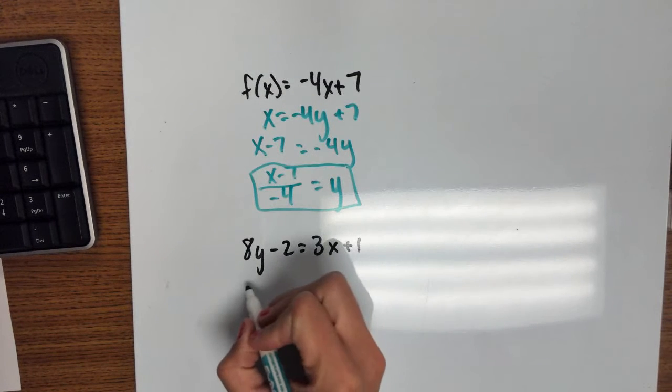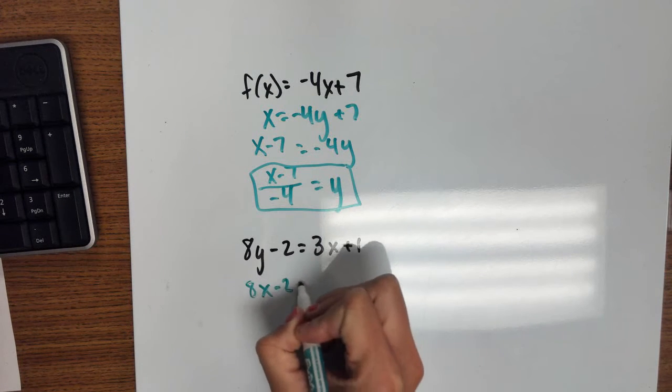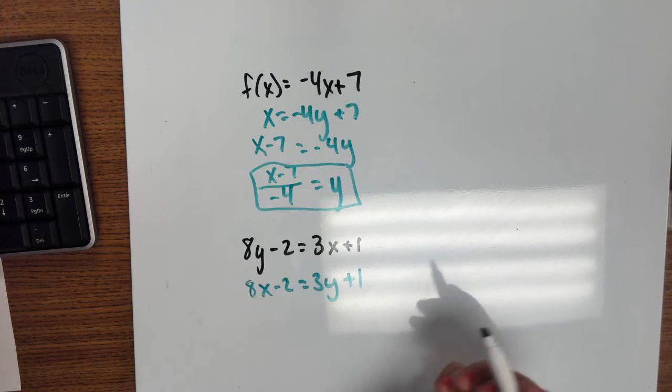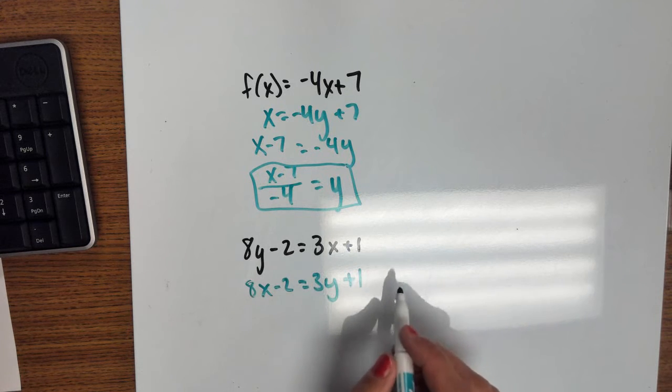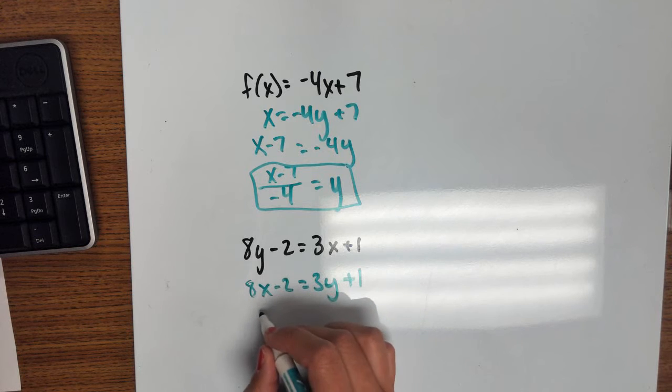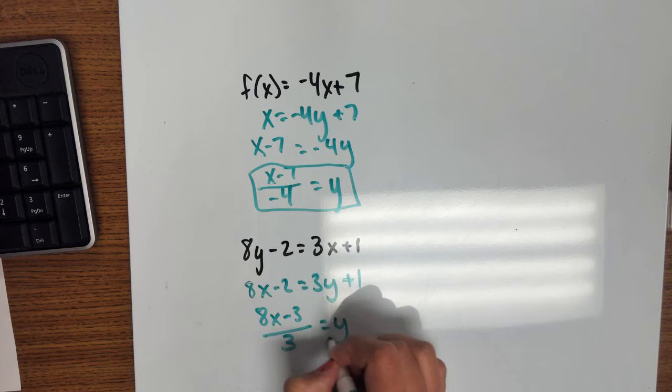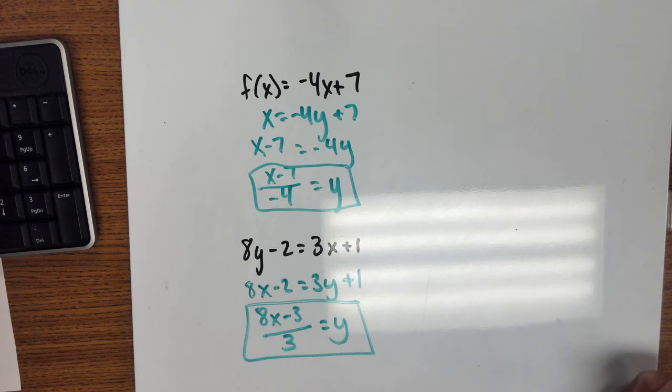Then the second one, we'll flip x and y, so 8x minus 2 is 3y plus 1. Solve for y, and you can do this in the same step. You don't have to take different steps. So we'll subtract 1, divide by 3. So 8x minus 3 over 3 would be your inverse.